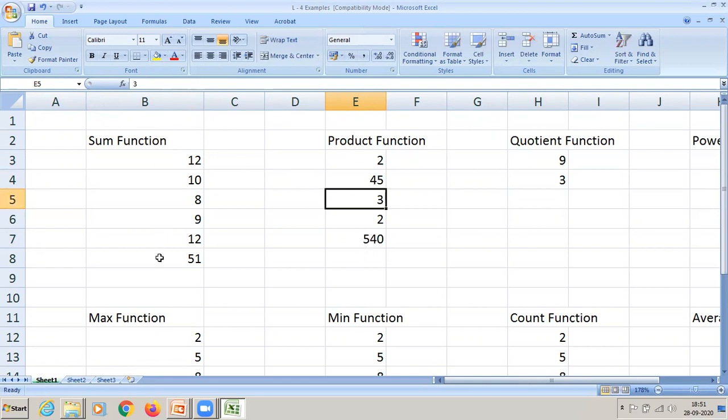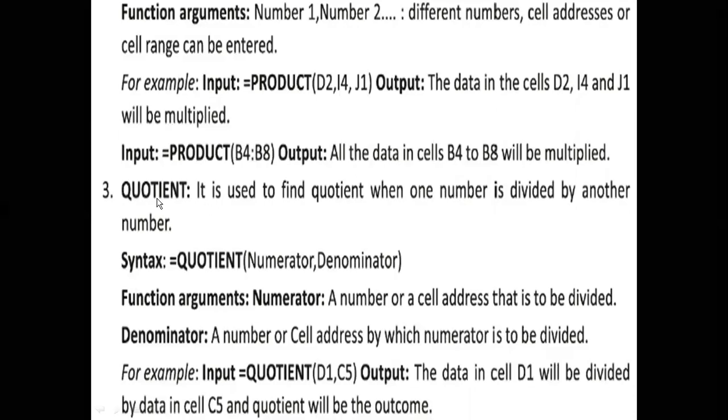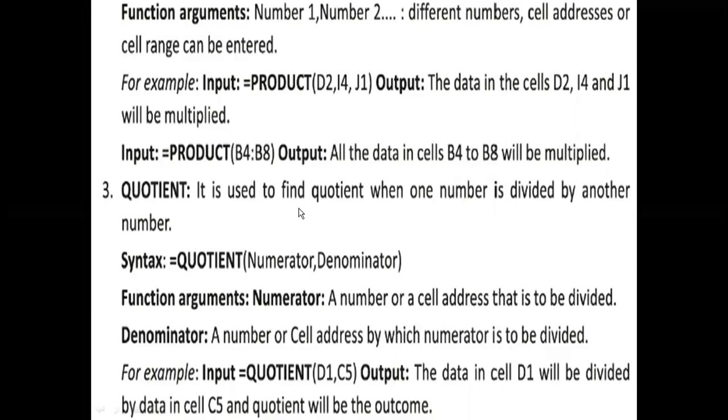As it was applied to the sum function, it is also applied to the product function. Now the third function is the quotient. It is used to find the quotient when one number is divided by the other number. So when we divide numerator by denominator, we get the quotient of a number. So we can easily get the quotient also. Let me show you an example.